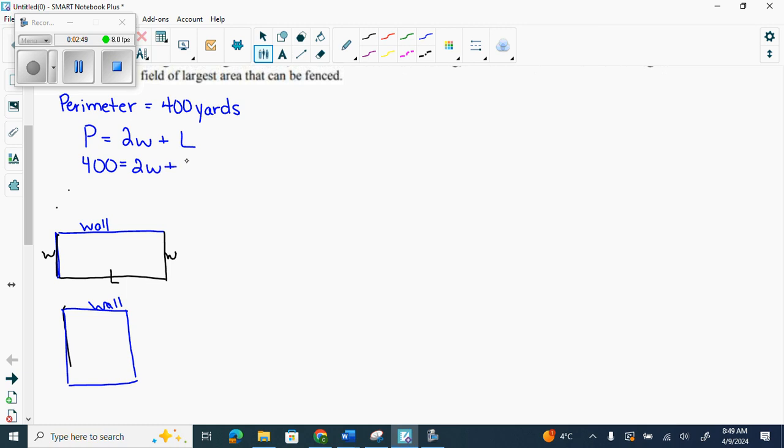And that's always step 1 with these farmer questions: to get your perimeter equation. Will there be any questions where it gives you which side the existing wall is? No. And like I said, if you pick wrong, you'll find out that the answer will be backwards. Your length will be smaller than your width, and you just have to change your letters.